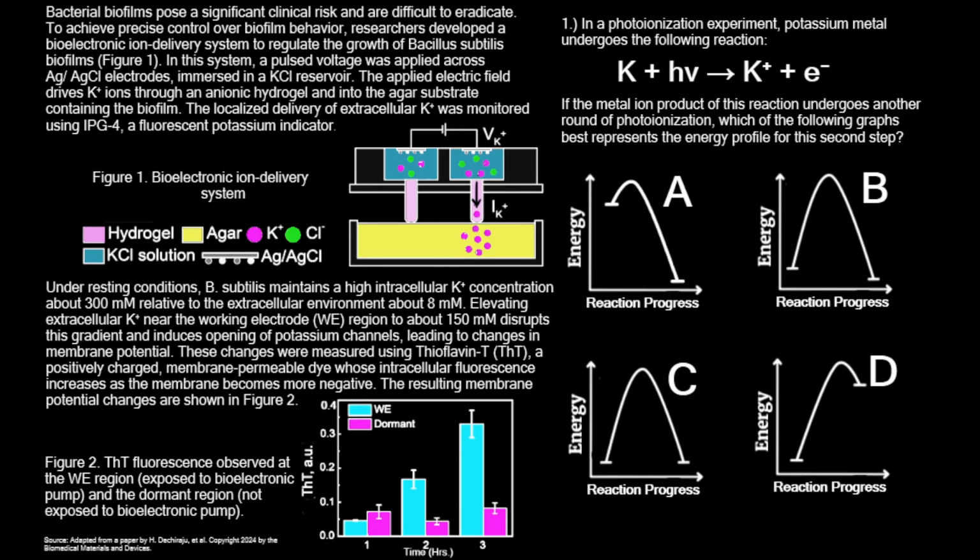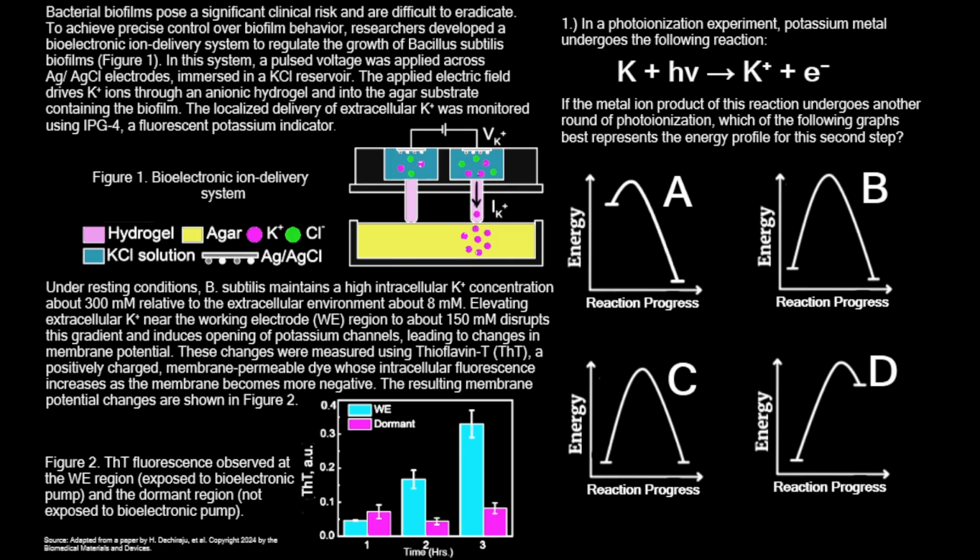These changes were measured using thioflavin T, THT, a positively charged membrane permeable dye whose intracellular fluorescence increases as the membrane becomes more negative. The resulting membrane potential changes are shown in figure 2. Here's figure 2, and it says THT fluorescence observed at the WE region exposed to bioelectronic pump and the dormant region not exposed to bioelectronic pump.